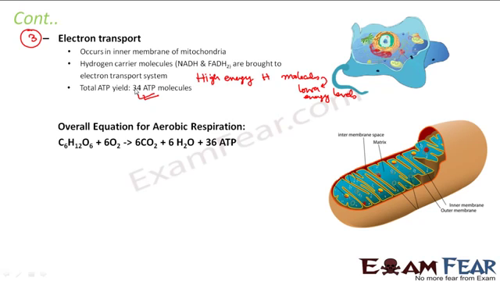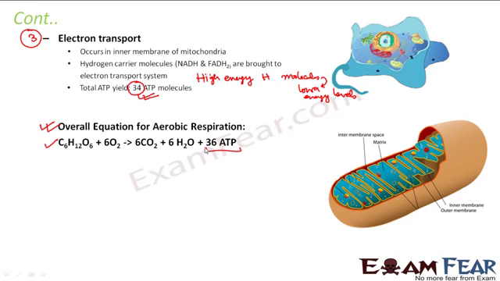Now these hydrogen carrier molecules are then brought into the electron transport system, and the hydrogen atoms which were at very high energy levels are brought to lower energy levels, and during this process a large amount of energy is produced, and the total yield of ATP is 34 ATP molecules. Now if we combine all these steps, what will be the overall equation for aerobic respiration? It will be glucose plus oxygen. Glucose in presence of oxygen will give CO2 plus H2O plus 36 ATP molecules. How 36? In electron transport itself we have 34 ATP molecules, and in the Krebs cycle we have 2 ATP molecules. So that is 36.